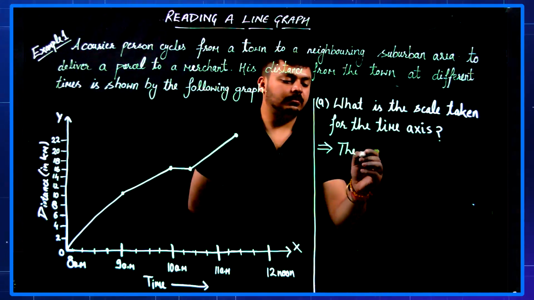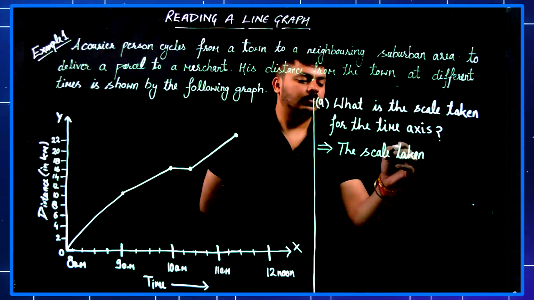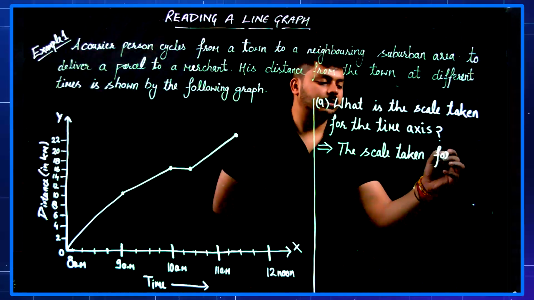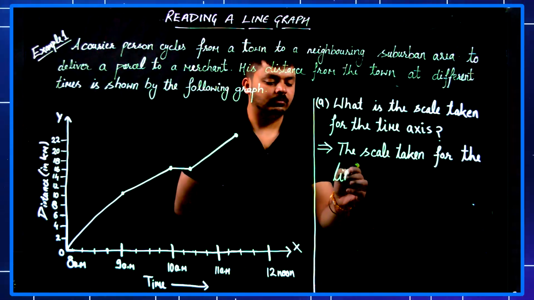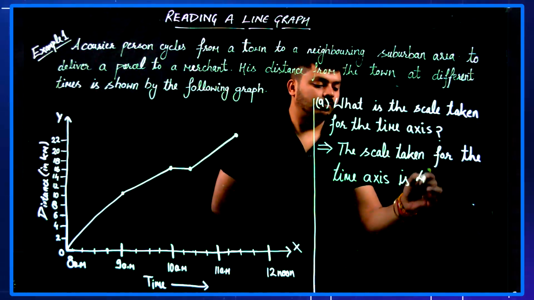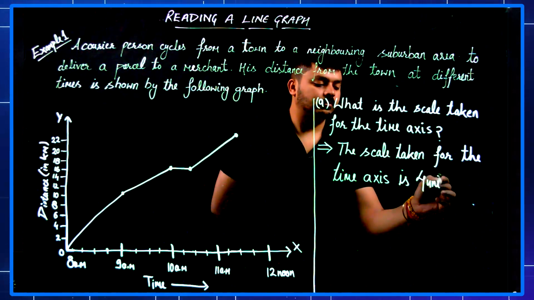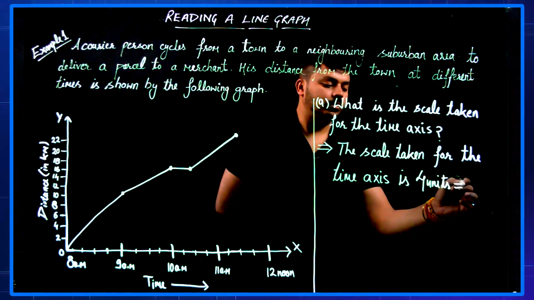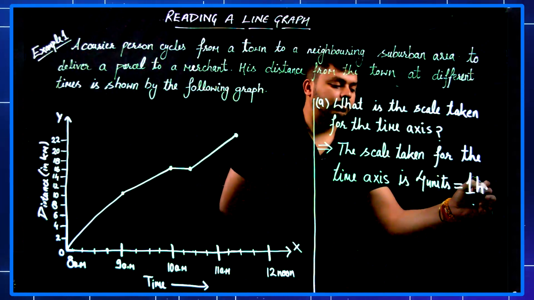So, the scale taken for the time axis is 4 units equals 1 hour.